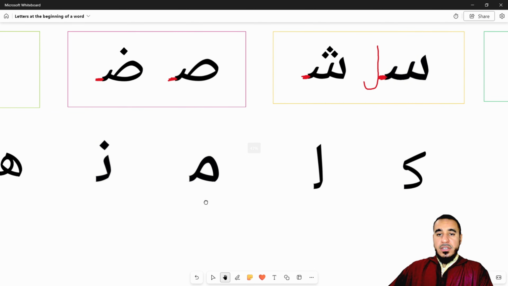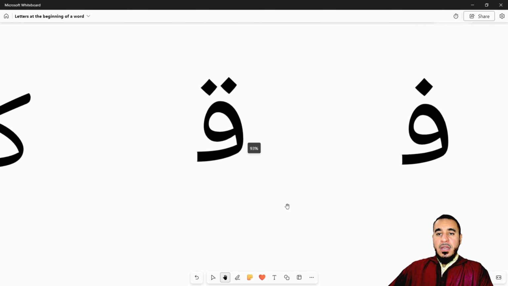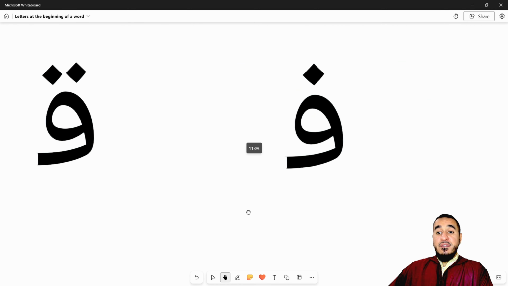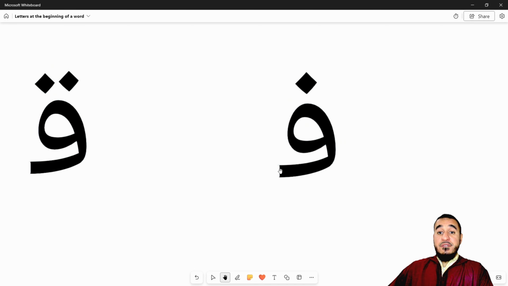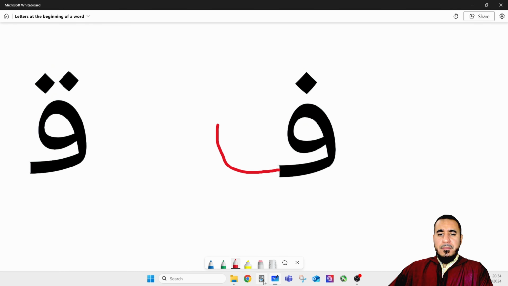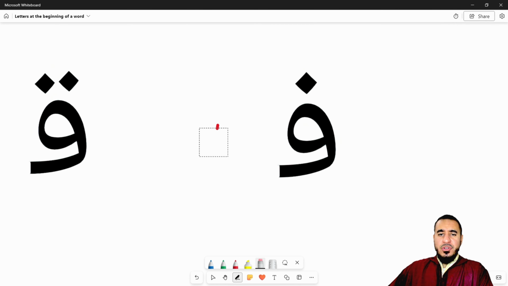Let's look at the last row of letters. So here we have the fa. The fa looks very similar to how it was originally. It's just removed this little bit that goes up. And why has that been removed? It's so that it can physically attach to the next letter in the word here. Okay, so the fa will physically attach to the next letter here, like that, like with the lam.